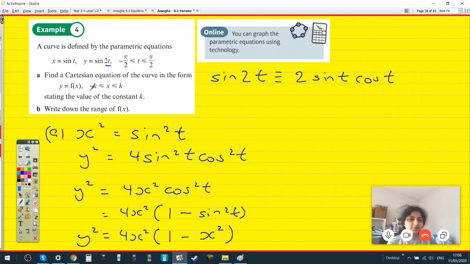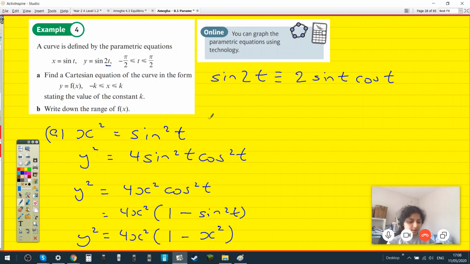Oh no. Stating the value of the constant k. Where are they getting this constant k from? Oh, I cut it out. It's like what the x is, I think. X is between minus k and plus k. You just have to find like the sine of minus pi over 2, and then yeah, I think. Oh, yeah, sorry. T is between negative pi over 2 and pi over 2.